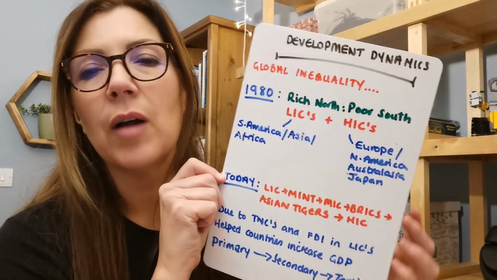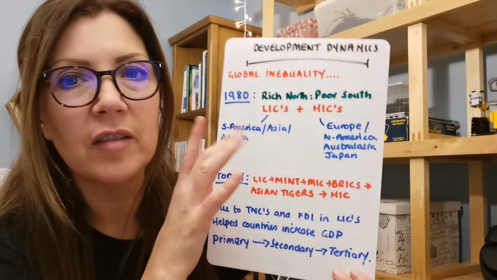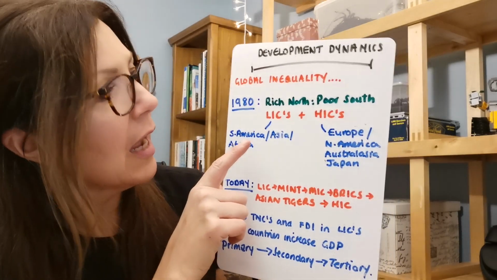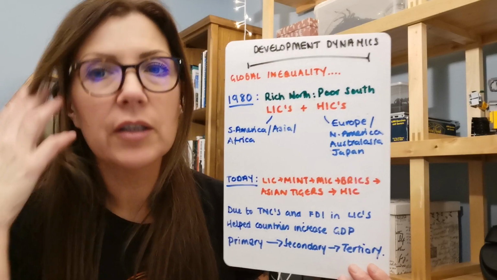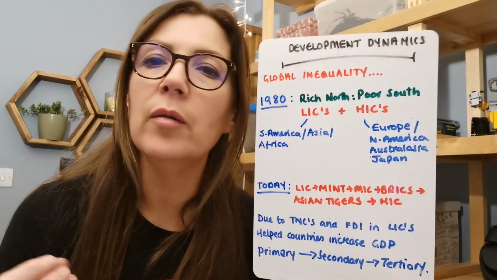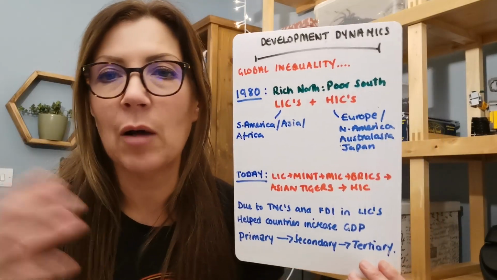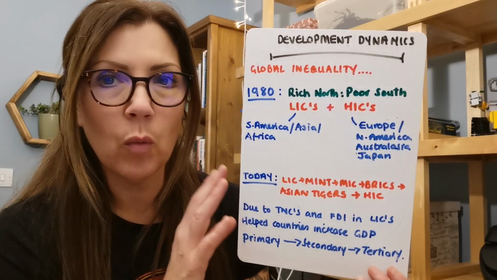Hi guys, in this video I'm going to go over a section of development dynamics, which is unit 1, and it's the little bit in the book about global inequality. So I'm just going to go over with you what happened in the past and what's happening now in terms of how unequal the world is.